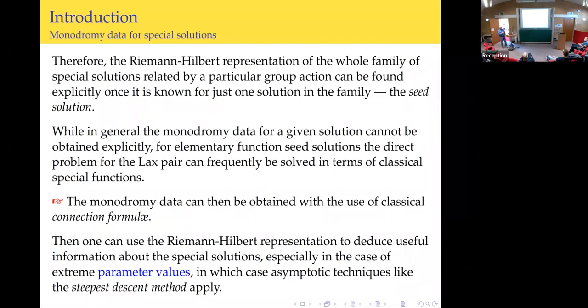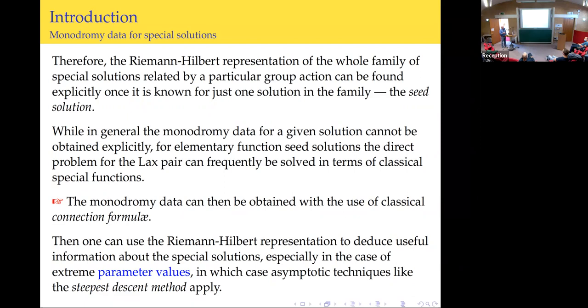So what it means is that if you start with the seed and you play your cards right, then you can compute the monodromy data for the seed just using connection formulas for classical special functions, Airy functions, Bessel functions, and so on. So at that point, you can use the Riemann-Hilbert representation of the whole family because you have that available to you now.